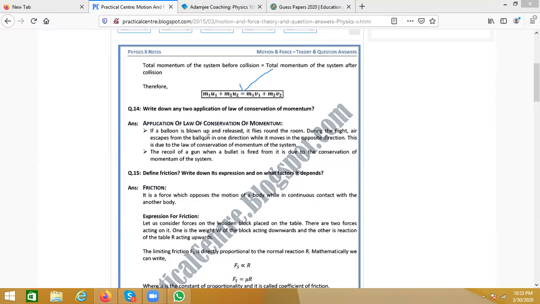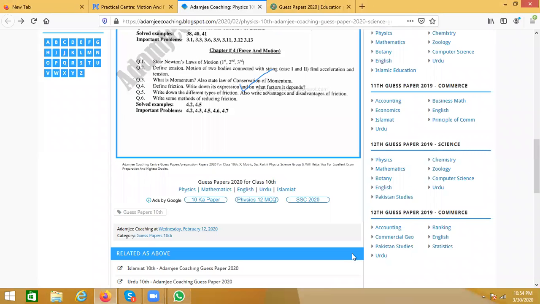Okay, and now friction, because the next question that we have to target is friction. They are saying write down the different types of friction. Also write advantages and disadvantages of friction and write some methods to reduce friction. So these make two questions as you can see, and we have already discussed them, right?